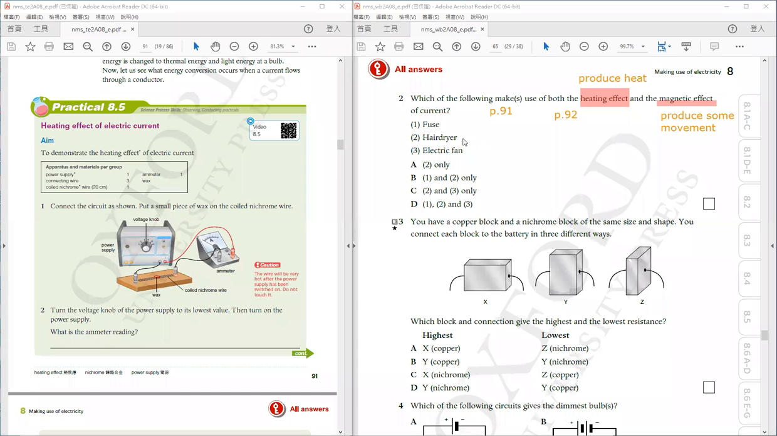For example, hair dryer produces warm air, warm wind. The wind is the air movement. The warmth is the heat. So hair dryer is correct. The fuse is not correct. It does not make use of the magnetic effect. The electric fan is also wrong. Therefore, the answer is A.